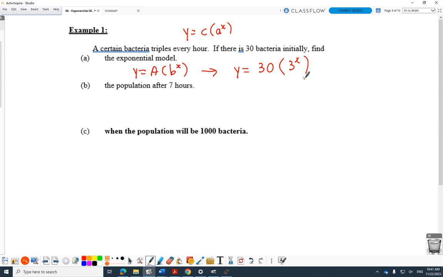I now have an equation I could build a table with. I could graph it. I could do whatever I want. But in this question, they say, find the population after 7 hours. So after 7 hours, my population will be y equals 30 times 3 to the 7, which I can just punch into my calculator. 65,610.